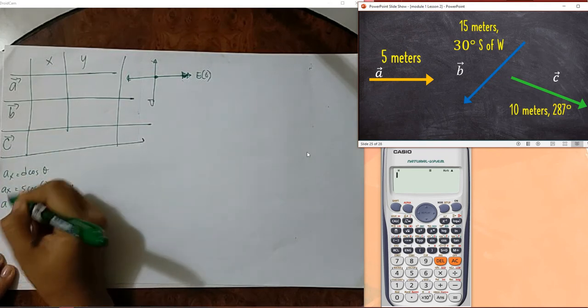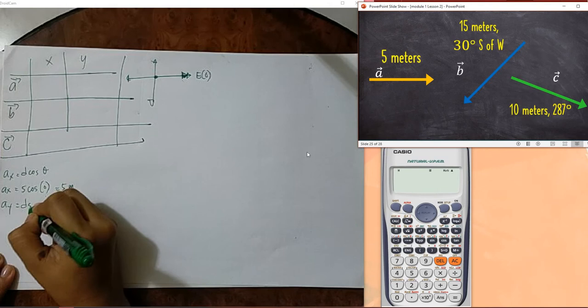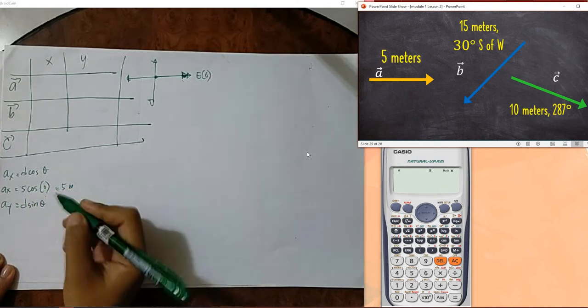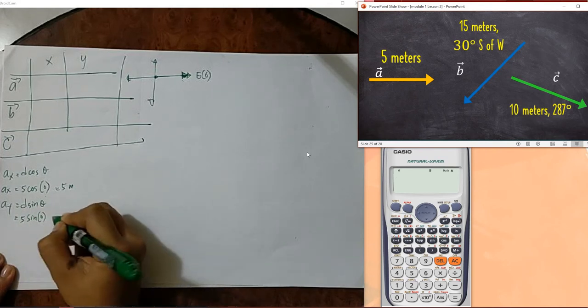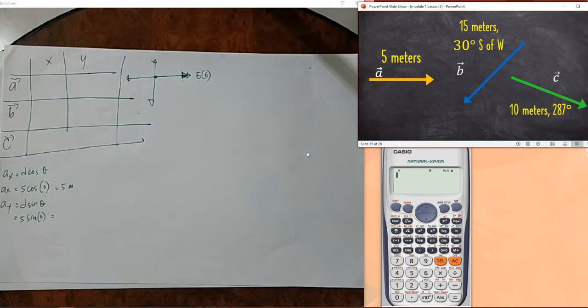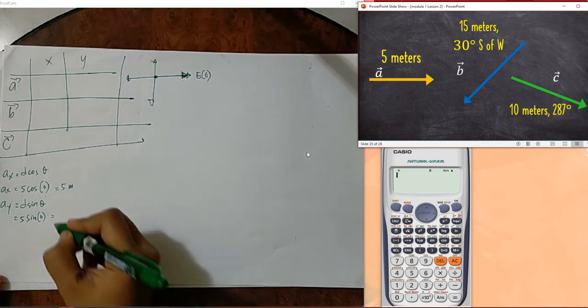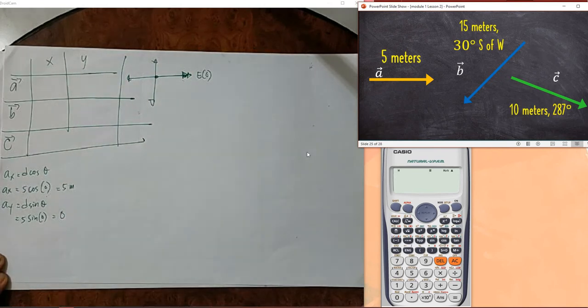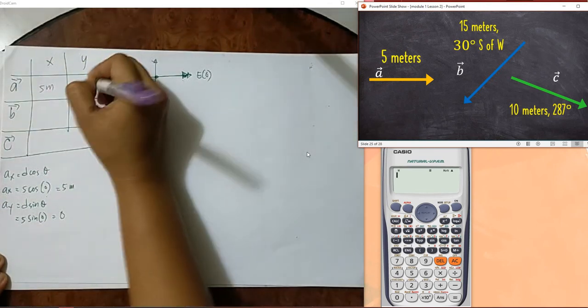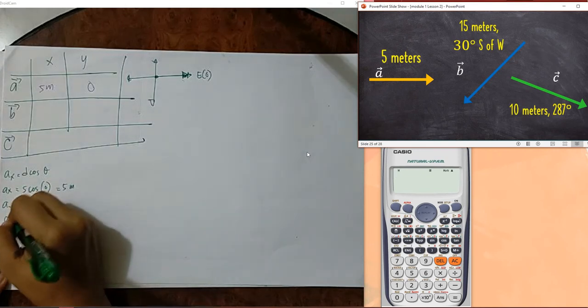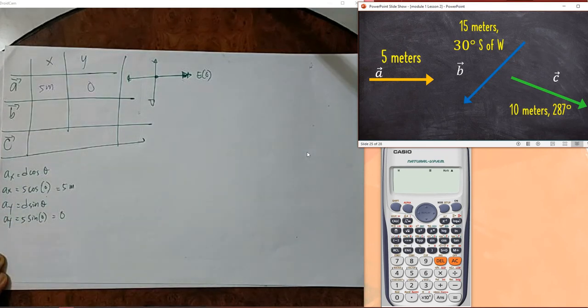Next, a sub y naman. So, we have d sine theta. Substitute lang, we have 5 sine 0. So, always remember that sine 0 is equal to 0. So, 0 times 5, that is equal to 0. So, ilagay natin sa table yung ating values kay vector A. So, we have here 5 meters tsaka 0. Okay? Now that we are done with our vector A, punta naman tayo kay vector B.